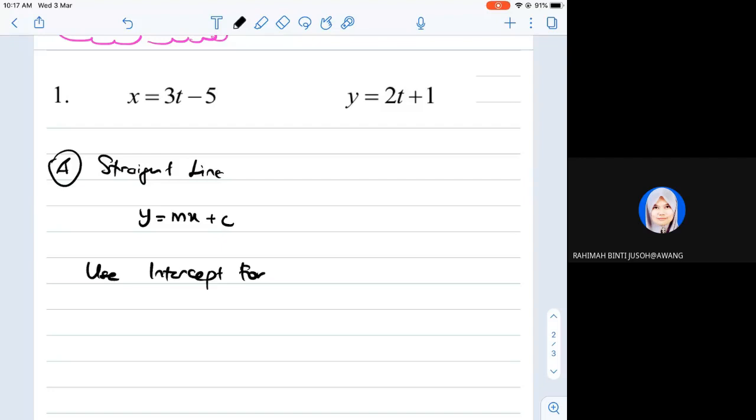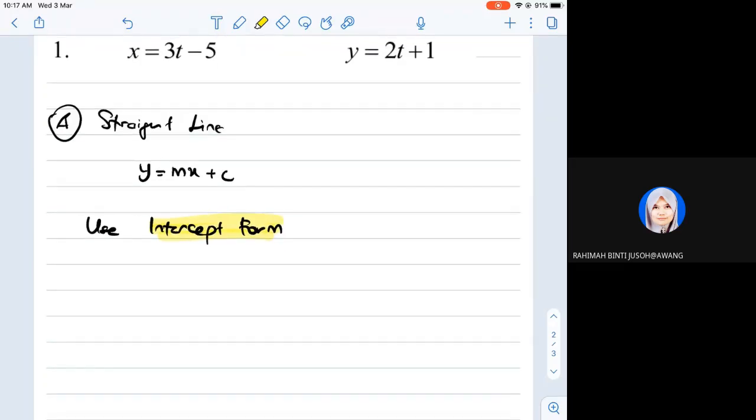You can sketch the graph of a straight line easier. Okay, by using the intercept form, you can sketch the graph of a straight line easier. For example, sketch the graph of 3x equals to 5 minus 6y, like this.